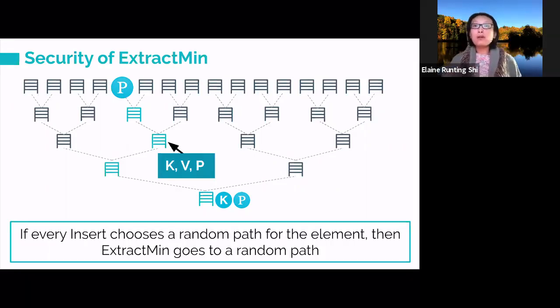We can now take a moment to reflect on the security. If every insertion chooses a random path for the inserted element, then essentially every extract mean will go to a random path. Importantly, we want to make sure that insertion not only chooses a random path for the inserted element, but also does not disclose the choice of the path until the element is being extracted later. In this way, every extract mean reveals a random path whose choice has not been revealed before.